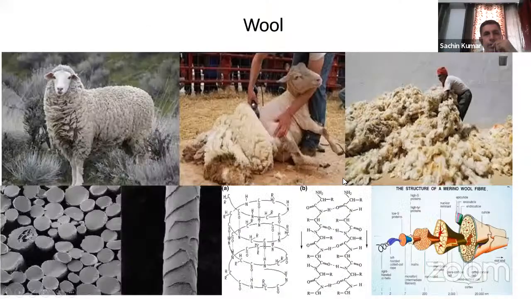Then wool. It is obtained from domesticated sheep or wild sheep. After shearing, you can remove the fiber, but the fiber is very dirty. It contains a lot of soot, natural wax, and a lot of vegetable matter. By processing, we remove it. Its cross-section is round to oval, and this is a longitudinal view. Like cotton, wool also has a unique cross-section.